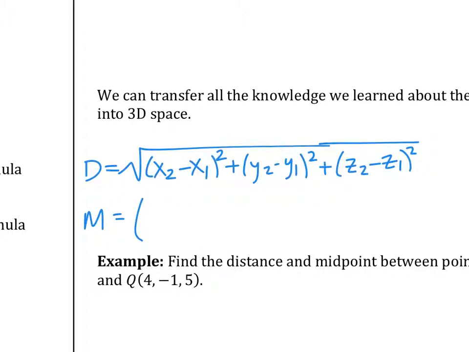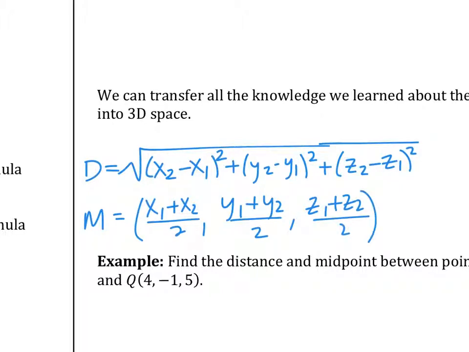Okay, so midpoint, right in between 2 points: x1 plus x2 over 2, y1 plus y2 over 2. And since we have a new dimension, z1 plus z2 over 2. So very easy. All you do is take your original formula and add another dimension.